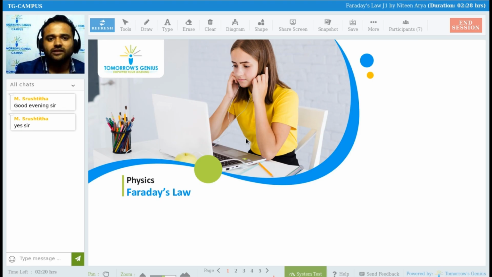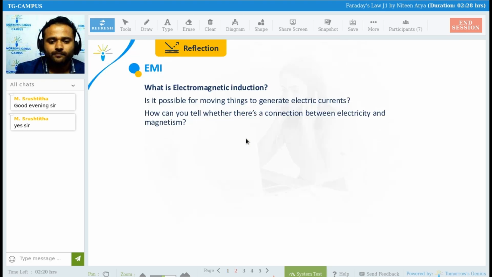So Faraday's law. For the students who join late, in this particular class three important things we are going to discuss: magnetic flux, Faraday's experiment, and then EMF, or electromagnetic induction, the principle, or electromotive force.